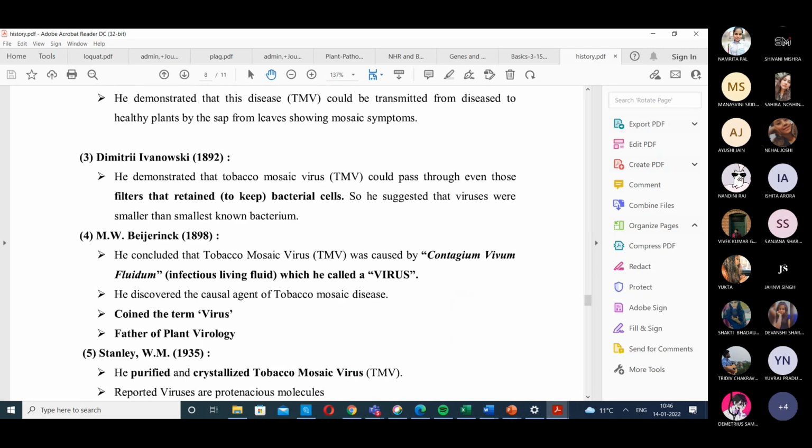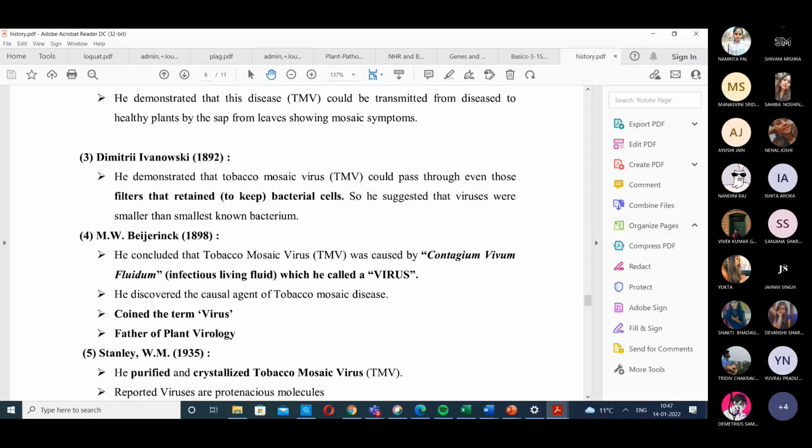Then Ivanowsky demonstrated that tobacco mosaic virus could pass through the bacterial filters, right? Chamberland filters were used at that time to retain bacterial spores. And he found that viruses could pass through those filters. So he suggested that viruses were smaller than the bacterium, right? That gave the idea that these are even smaller than the bacteria, so they are not being retained by that particular filter, right?